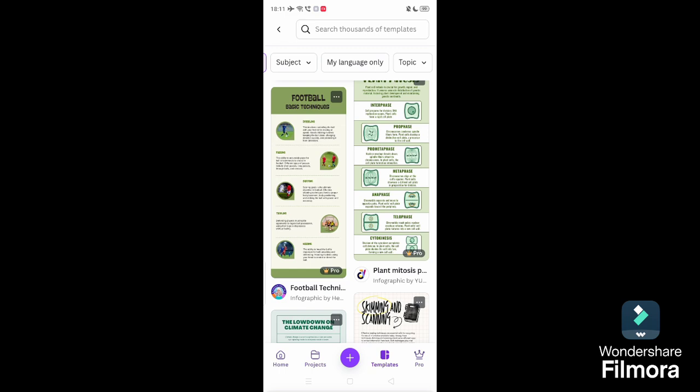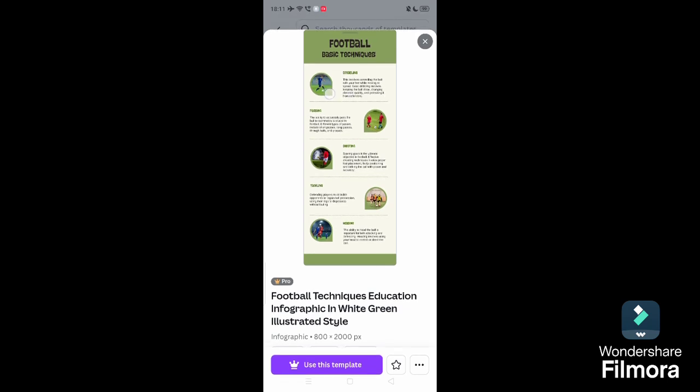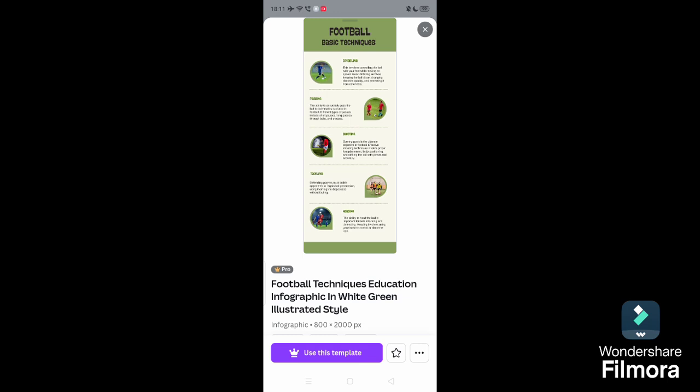football basic technique. This is the pro version. So this is dribbling, a football basic technique. Dribbling involves controlling the ball with the feet while moving at speed, and good dribbling involves keeping the ball close, changing direction quickly, and protecting it from defenders.